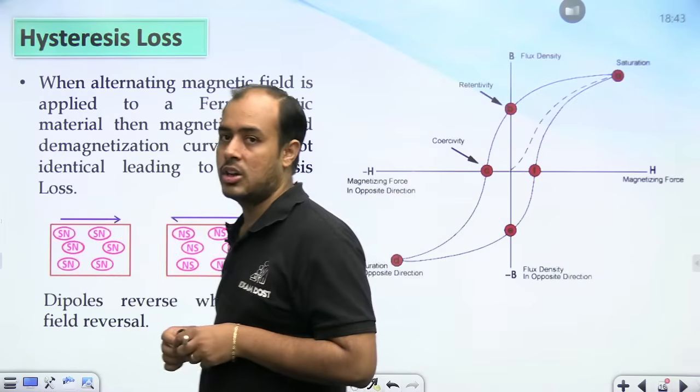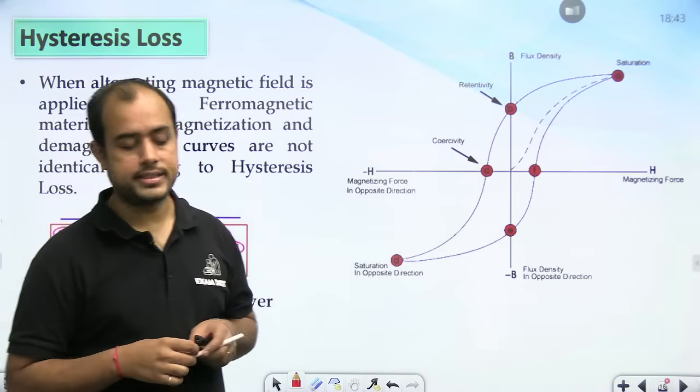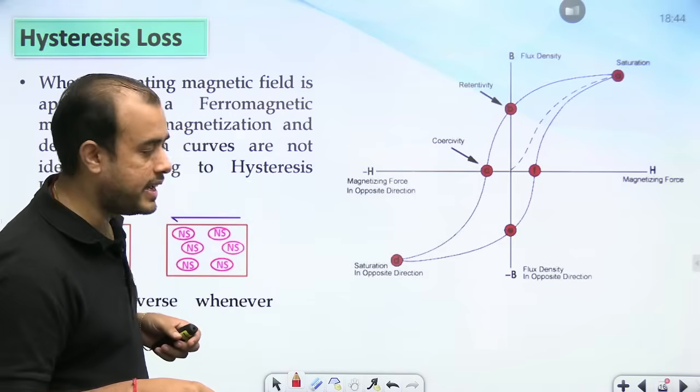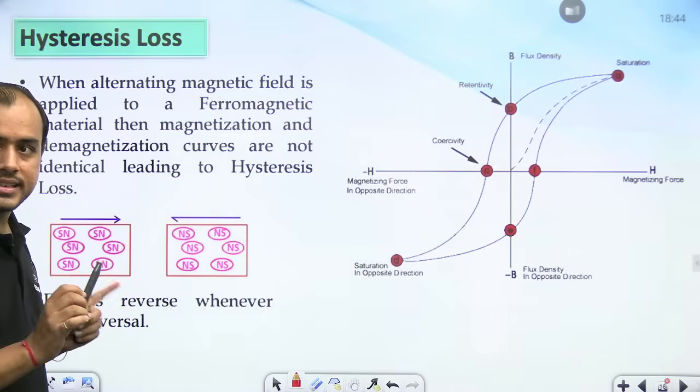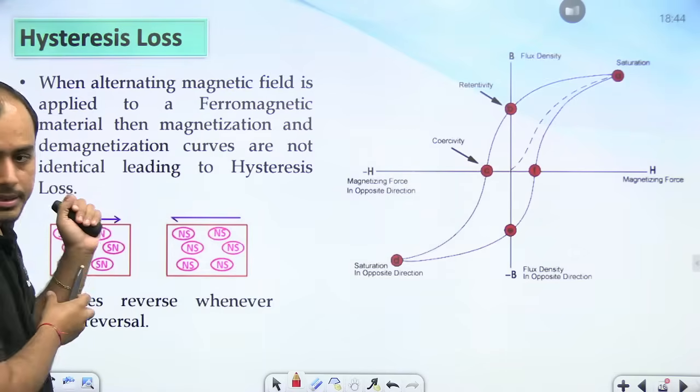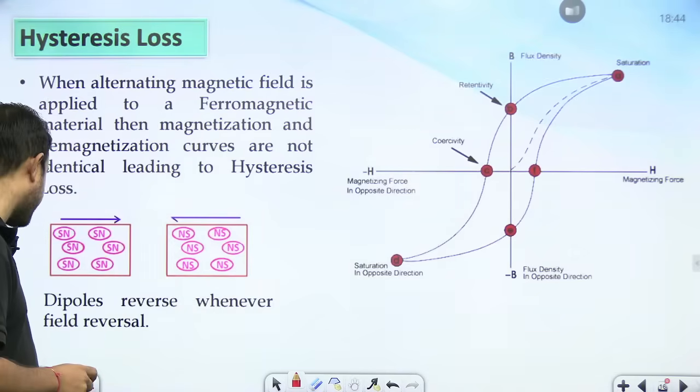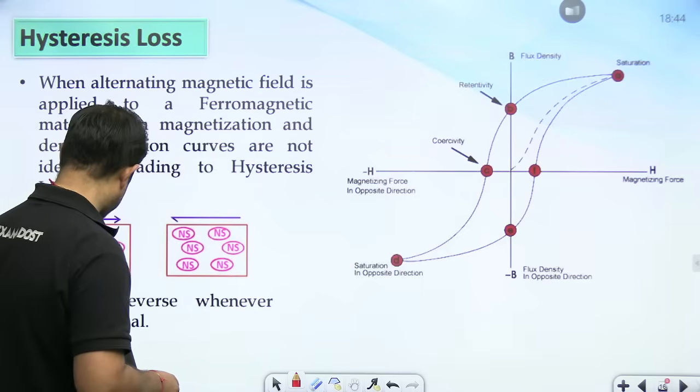Which is the first loss, beta? Hysteresis loss. Now first let me explain to you the hysteresis loss. Listen to me carefully. I will explain the hysteresis loss very well.